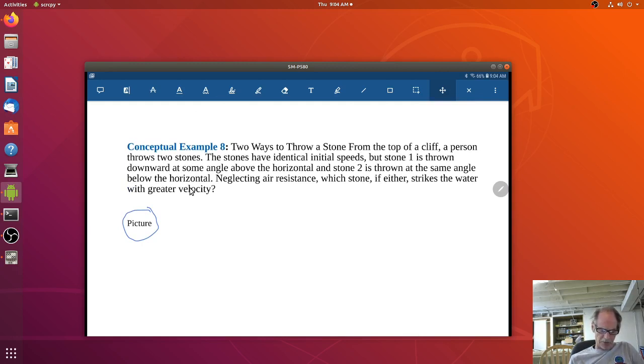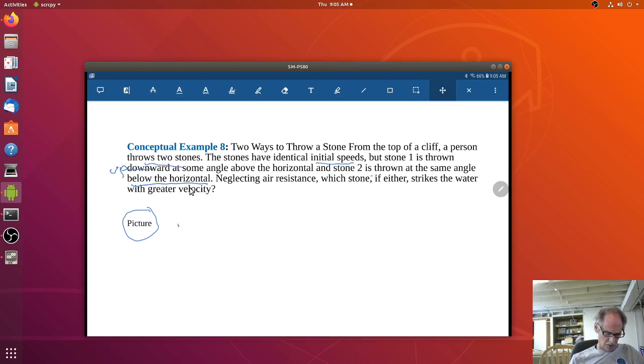Two ways to throw a stone from the top of a cliff. Well, there's an infinite number of ways to throw a stone, but a person throws two stones. The stones have identical initial speeds, but stone 1 is thrown upward at some angle above the horizontal, and stone 2 is thrown at the same angle below the horizontal. So this is not stated very well. Neglecting air resistance, which stone, if either, strikes the water with greater velocity?